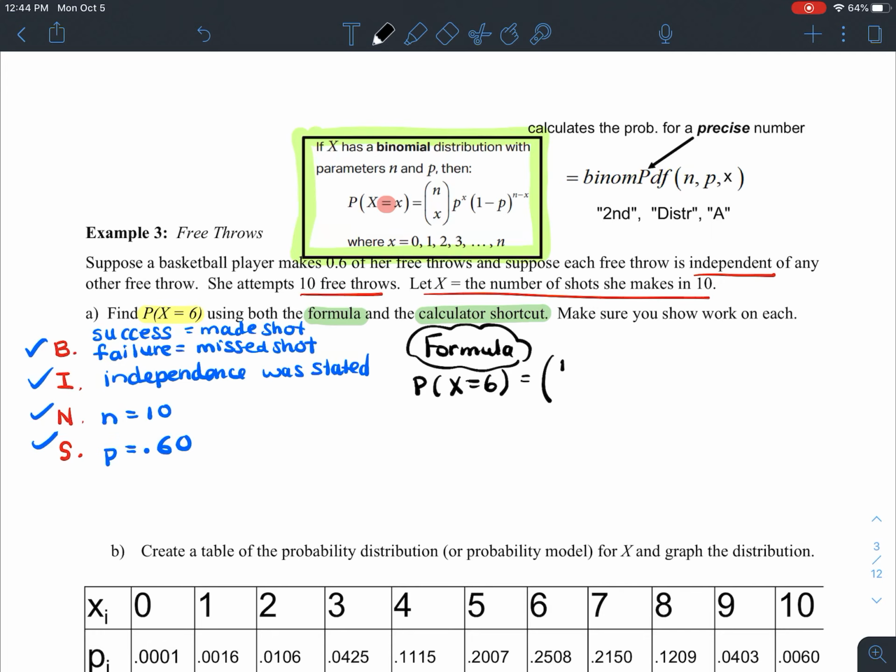And then I'm just using this formula right up here. The number of trials is 10. The number of successes I'm looking for out of those 10 trials is 6. Probability of a success is 0.6, and I want 6 successes, so I'm going to make the exponent on that a 6. Probability of a failure would be 40%, and then the exponent here needs to be the remaining trials. So these two exponents always have to total the total number of trials.